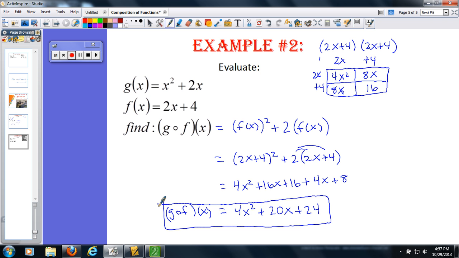Composition of functions is not all that difficult. It's just realizing what you have to substitute in and where, and making sure that once you substitute it in, that in simplifying and using PEMDAS you do that correctly.